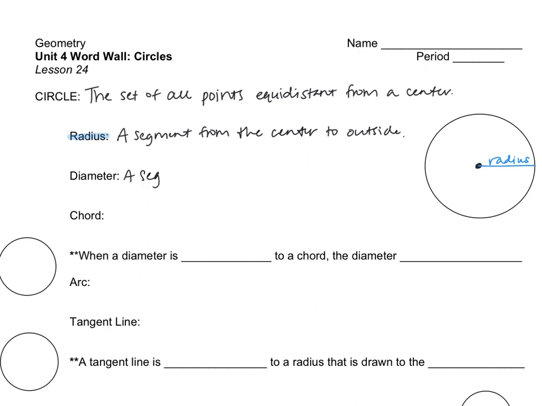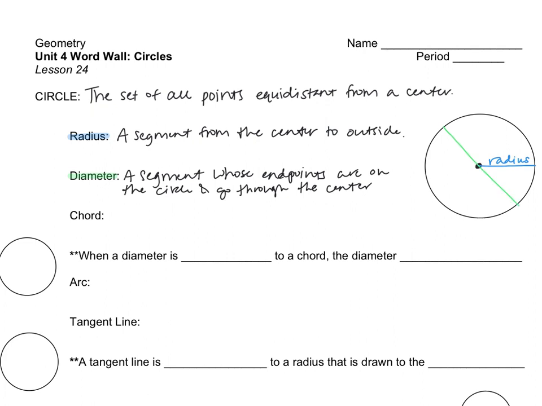It's a segment whose endpoints are on the circle and go through the center. Let's pick a different color for this. Let's have our diameter be in green. An example of a diameter could be this line, where its endpoints are on the circle and it goes through the center. I'm going to label diameter right there.